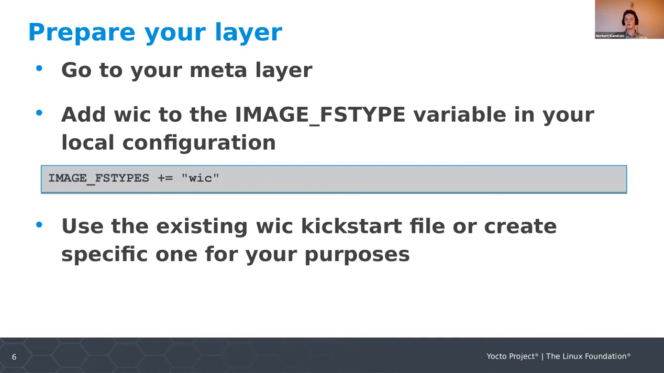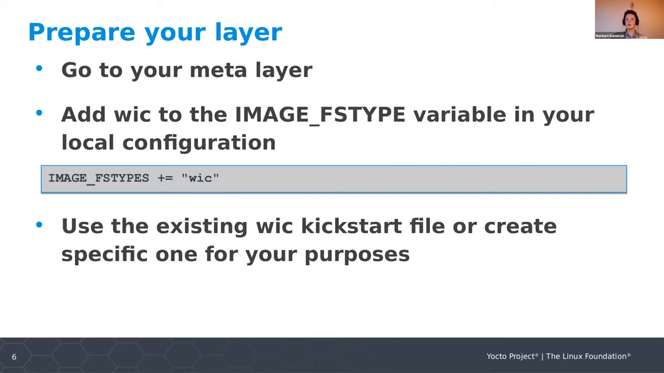So, how to prepare your layer to create the custom partition image? At first, you have to go to your layer and add to the local configuration file the wic image FS type variable. As you can see here, we have the IMAGE_FSTYPES variable that should be in the local.conf file, and we are adding wic to it.